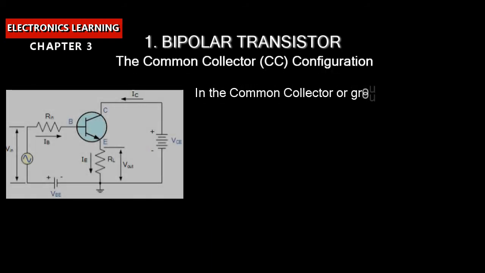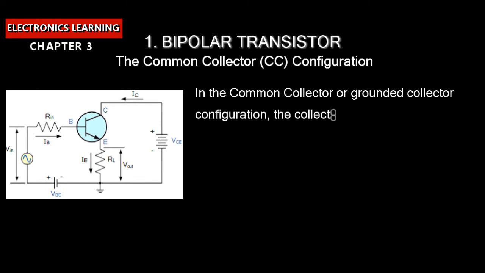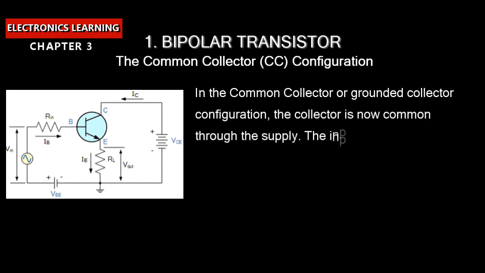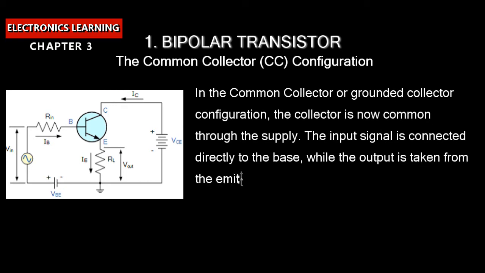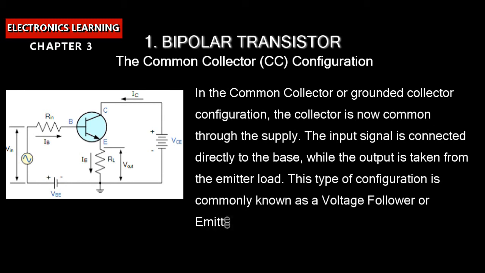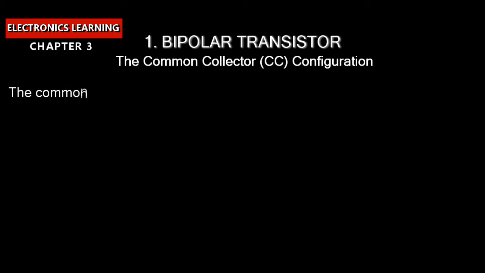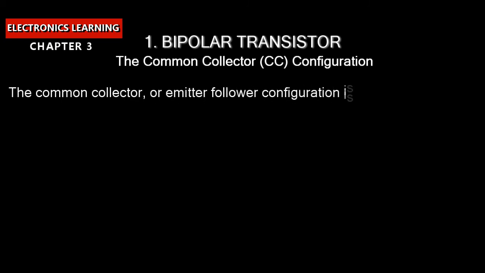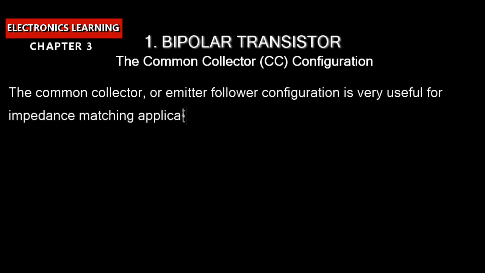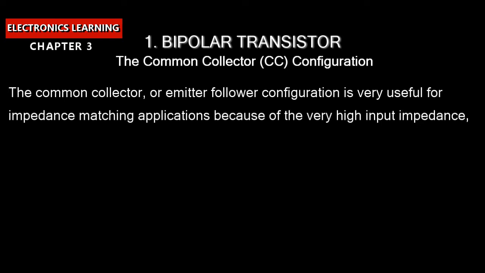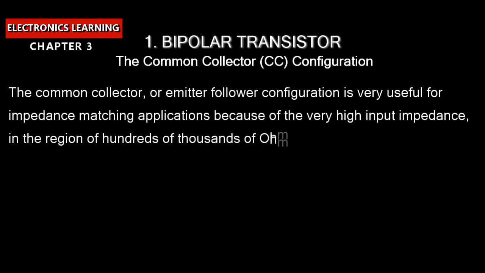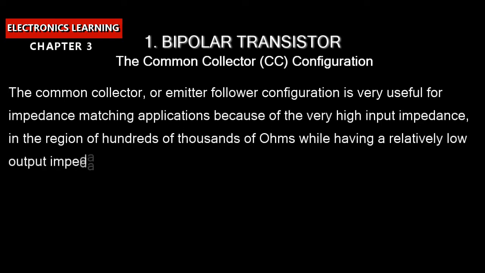In the common collector or grounded collector configuration, the collector is now common through the supply. The input signal is connected directly to the base, while the output is taken from the emitter load as shown. This type of configuration is commonly known as a voltage follower or emitter follower circuit. The common collector or emitter follower configuration is very useful for impedance matching applications because of the very high input impedance, in the region of hundreds of thousands of ohms, while having a relatively low output impedance.